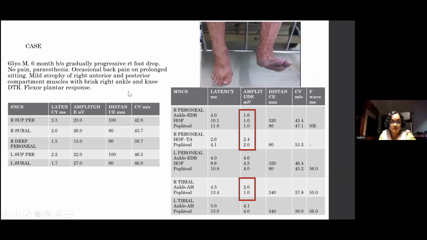Maybe it depends, it's not really mentioned here. But ankle jerk is brisk. So you have a preganglionic localization. So you have normal sensory conduction studies with preganglionic localization on motor studies.